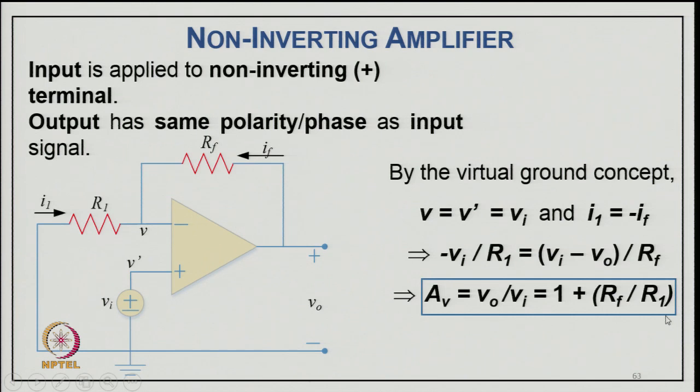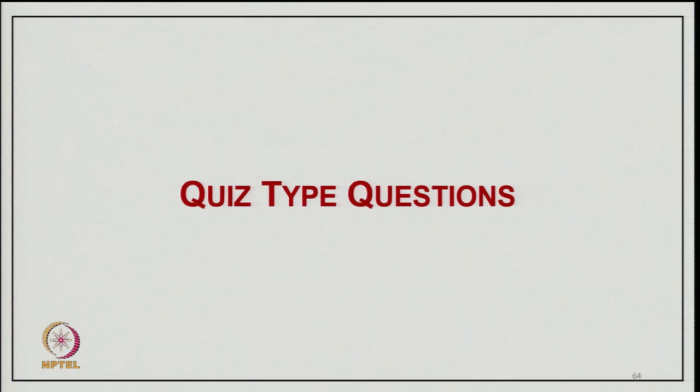So, here it is a non-inverting amplifier, and again you can set the gain corresponding to the values of R 1 and R f, as a finite gain, or a predetermined gain, designed for a particular gain in this non-inverting amplifier also.